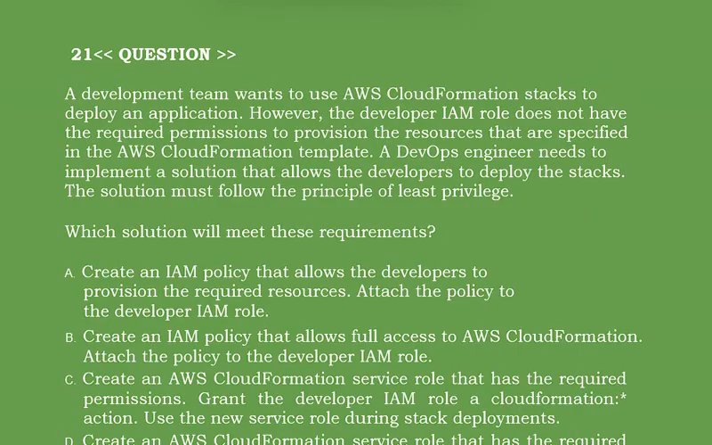Question: a development team wants to use AWS CloudFormation stacks to deploy an application. However, the developer IAM role does not have the required permissions to provision the resources that are specified in the AWS CloudFormation template. A DevOps engineer needs to implement a solution that allows the developers to deploy the stacks. The solution must follow the principle of least privilege. Which solution will meet these requirements?